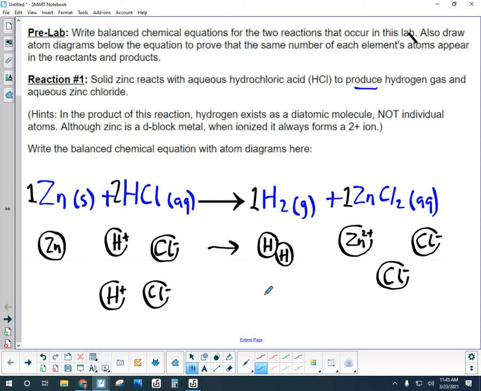So I'll go with my camera back over to the test tube, and now we should have collected enough hydrogen that we can ignite it and see what that looks like.